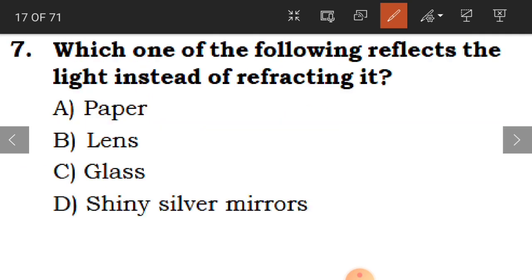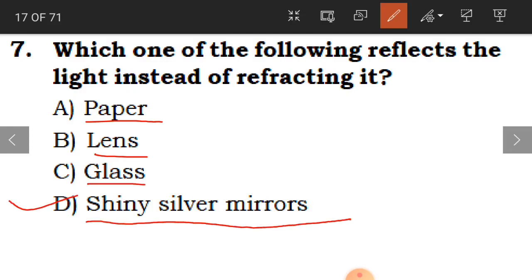Clear, children? Now, the seventh one, which one of the following reflects the light instead of refracting it? Reflect the light, that is, bouncing back, bounce off. So which one is going to reflect the light instead of refracting? Paper, lens, glass or shiny silver mirrors? Yes, the answer is shiny silver mirrors. These are going to reflect the light.